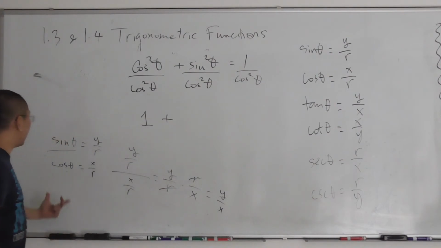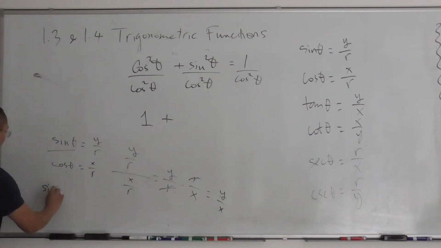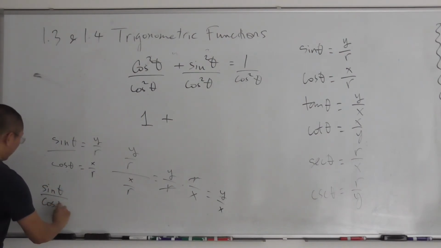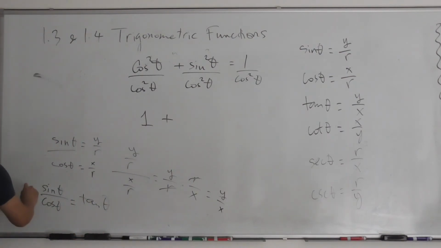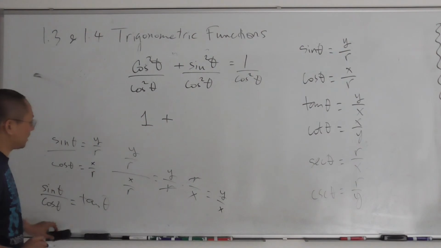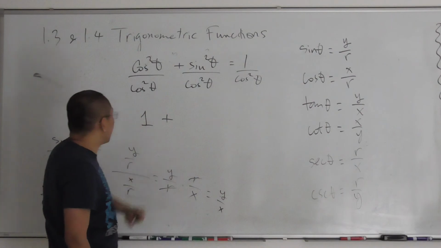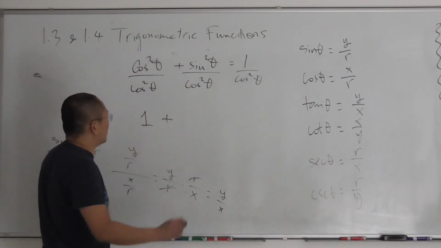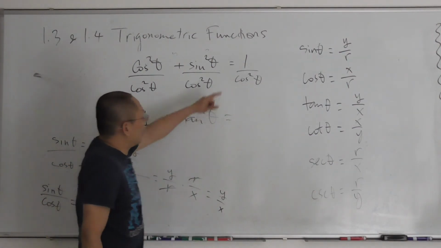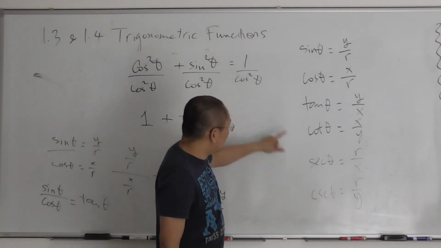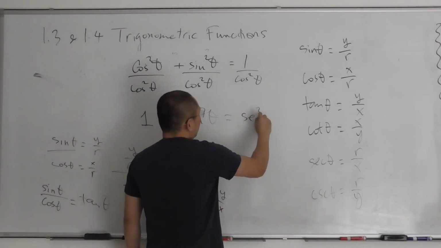And we actually have another trig formula here. Let me write it down. Sine of theta divided by cosine of theta is equal to tangent theta. This is another pretty basic one. So sine over cosine is tangent, so sine squared over cosine squared is tangent squared theta. And what about 1 over cosine? We learned that before. 1 over cosine is secant, so 1 over cosine squared is secant squared theta.